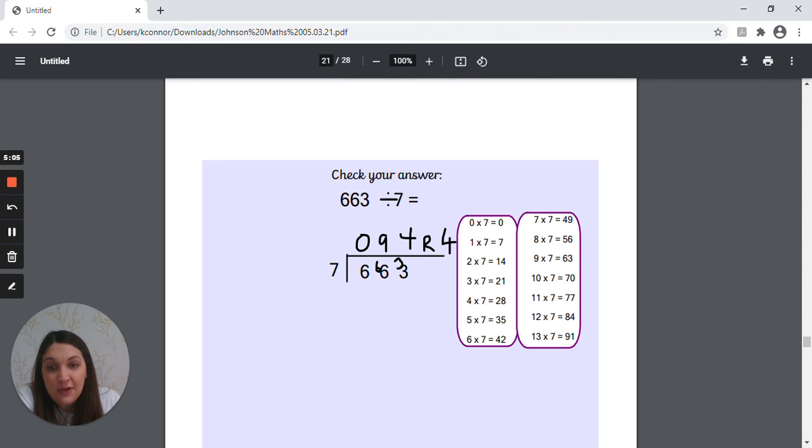Then we have 7. How many 7s can we fit into 33, or how close can we get? So again, that would be 4 times 7, which is where that 4 has come from. We've managed to get to 28, but we had to get to 23. So what's the difference between those numbers? There's a difference of 4, which is why there's a remainder 4.